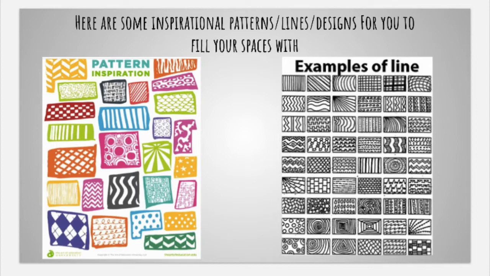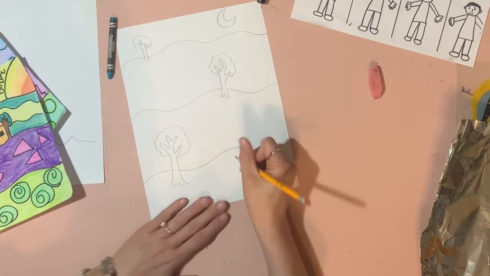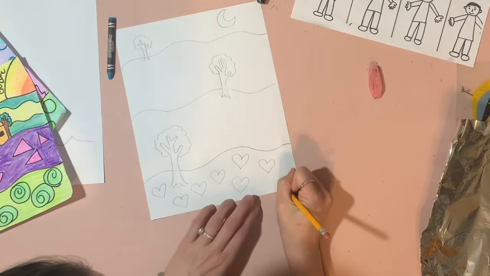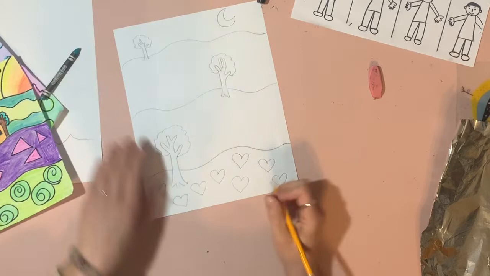So for this first set of hills, I'm going to think of maybe a shape. So maybe I'll do some hearts. The key is you don't want to make things too small. Remember, everything you draw, you're pretty much going to color. If it's too teeny tiny, this point of the crayon will not be able to color it in.